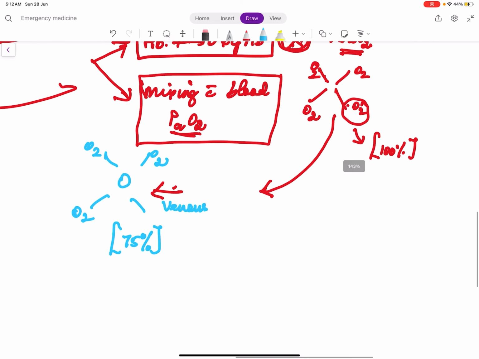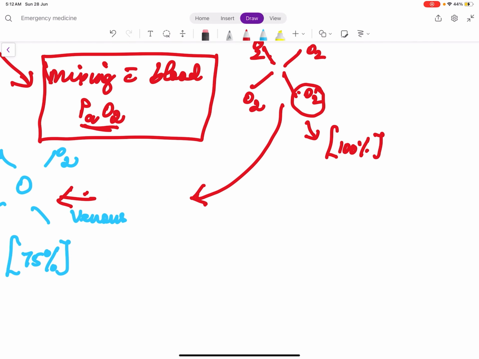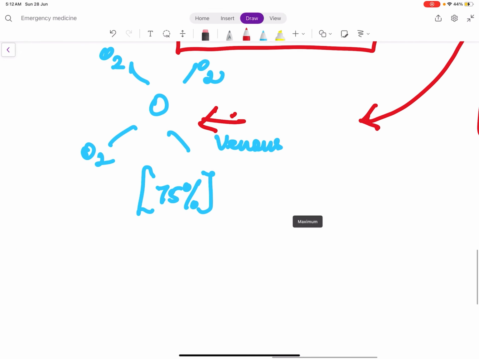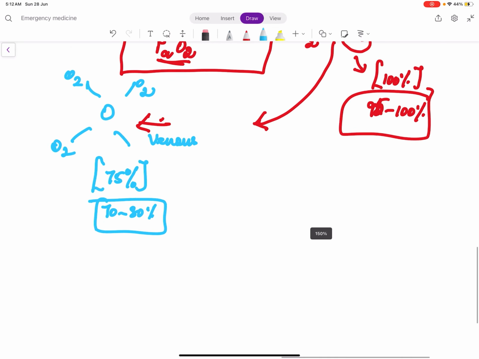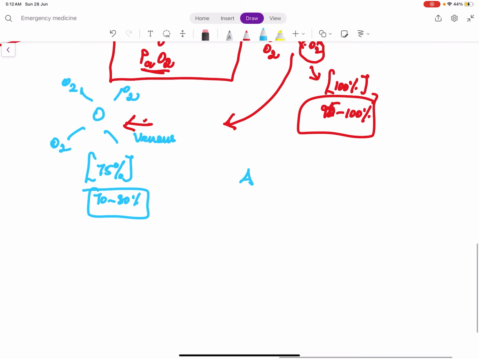Again, people have given a range. Practically, 90 to 100 can be taken. Some say 95 to 100 is normal oxygen saturation. Normal venous saturation, maybe you can take it as 70 to 80%. Now what is this difference? We have arterial oxygen saturation and venous oxygen saturation. The difference is the arterial venous oxygen saturation difference, which is 100 minus 80, around 20%.